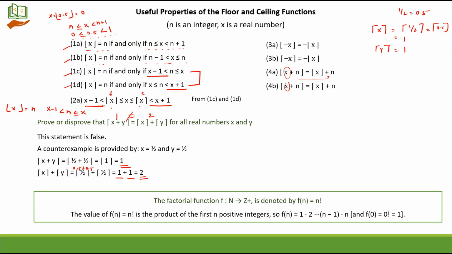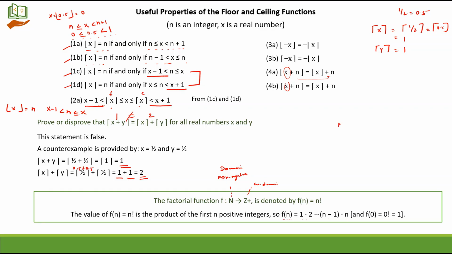We have one more function, the factorial function. This is actually defined for non-negative numbers. It is denoted by f of n is equal to n factorial. This is the domain and z plus will be the codomain. The value of f of n is equal to n factorial is the product of the first n positive integers. When we have f of n, you have to start with 1 and go till n in multiplication, and we know f of 0 is 0 factorial, which is equal to 1.